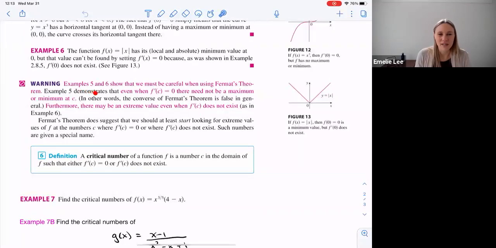I included the warning here. So those two examples illustrate two different warnings, but we have to be careful, right? The derivative, if I can set it equal to 0, is not necessarily a min or a max, and we could have a min or a max where the derivative does not exist. So what we do is sum these things up and call them critical numbers.